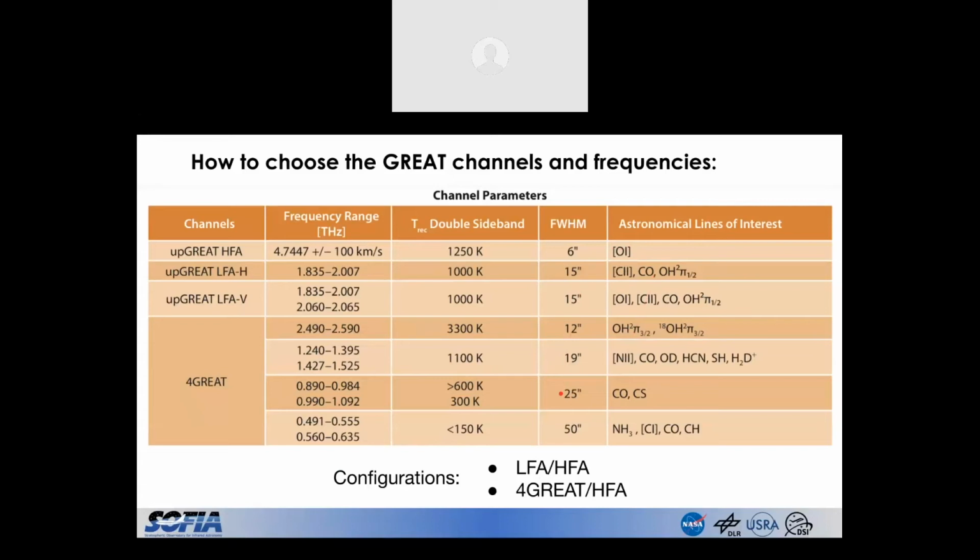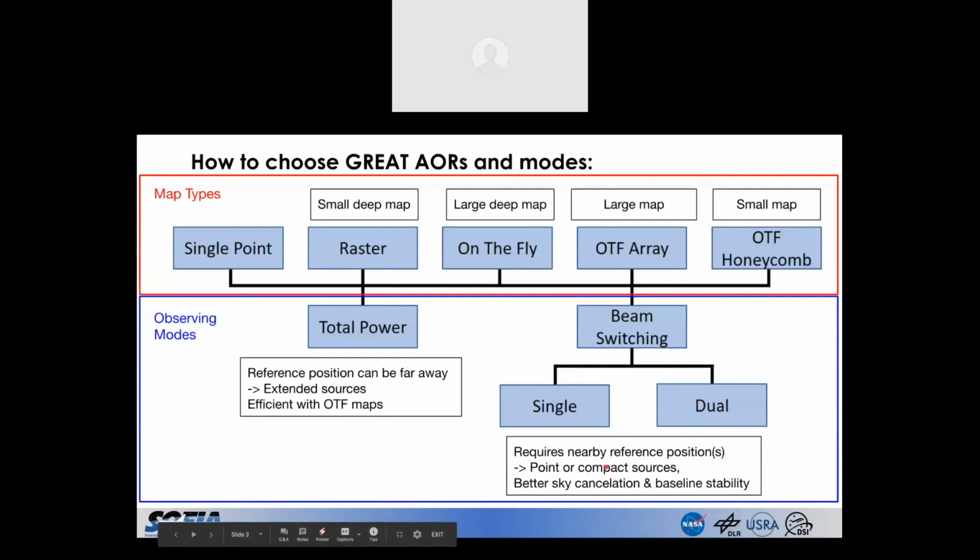Your proposal can include all receivers, but for a given flight, you have only one of these 2 configurations. Now, this is probably mostly driven by your science, which one you choose. Now, for map types and observing modes, there are more choices, and I want to quickly go over them.